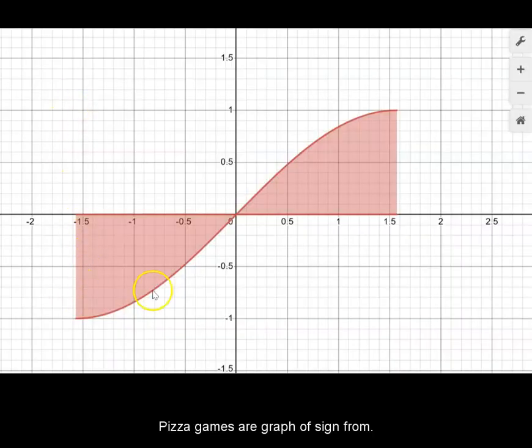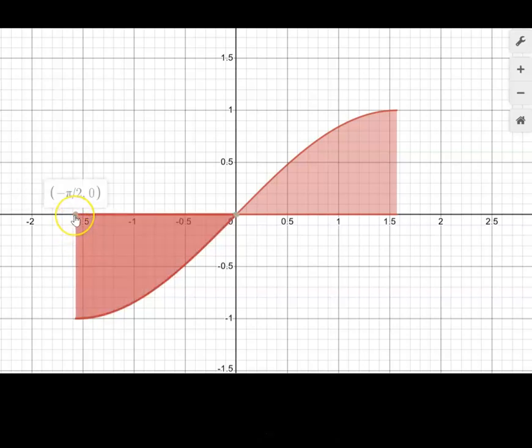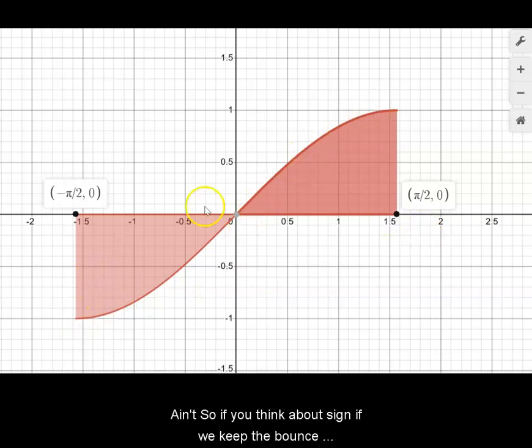Here's our graph of sine from negative pi over 2 to pi over 2. If you think about sine with the bounds that we're looking at, you see that we have symmetry, where one half is positive above the x-axis and the other half is negative. So when I find this entire integral, it cancels out and I end up with 0.